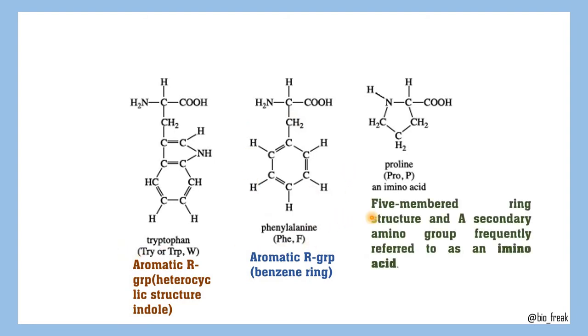Talking about another exceptional and very important amino acid, that is proline. Proline is the only amino acid that has a secondary amino group.